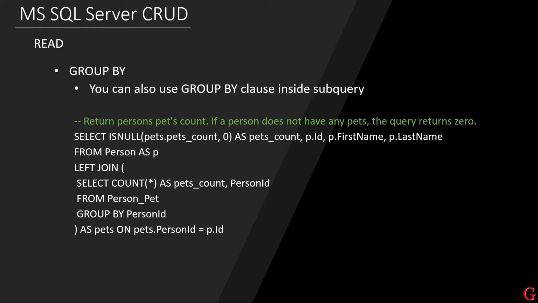You can also use group by clause inside subquery. The following query returns how many pets a person has. If a person does not have any pets, pets count in this statement is 0.